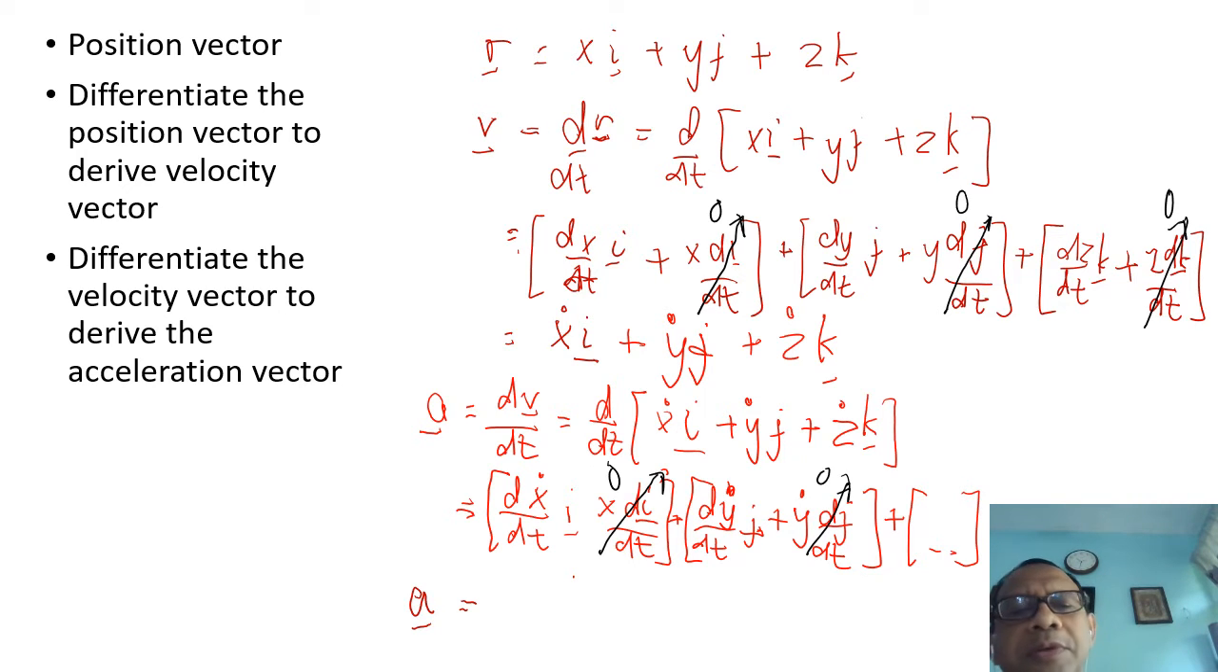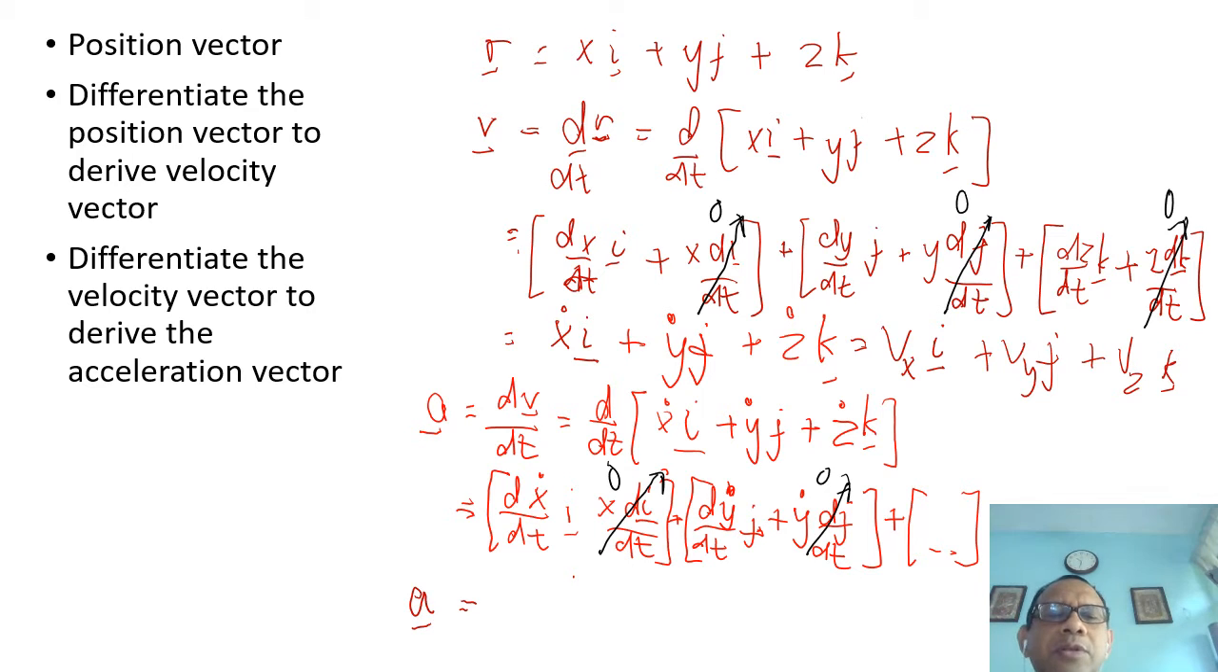Okay, I have to represent this now in terms of vx i, and then this is vy j and vz k. So the matching is x dot equals vx, and then for the green one, y dot equals vy, and then for the blue one, z dot equals vz.